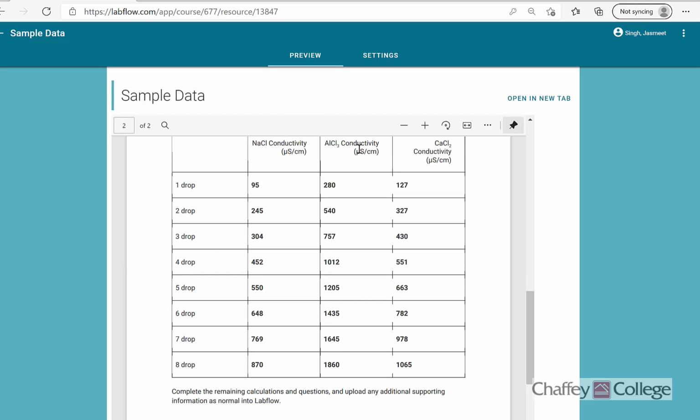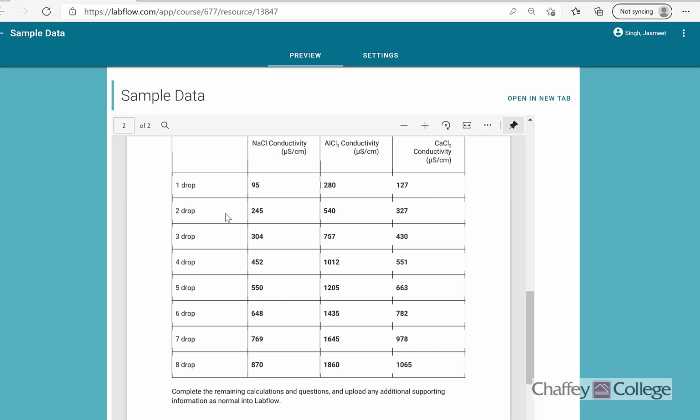And for part 3, we have 3 different sample solutions. The first one is sodium chloride, the second one is aluminum chloride, and the third one is calcium chloride. For all these 3 solutions, conductivity values are given. These values were measured by a conductivity meter. After adding 1 drop of sodium chloride solution, the conductivity value was 95. After adding 1 drop of aluminum chloride, the conductivity value was 280. And after addition of 1 drop of calcium chloride, the conductivity value was 127, and so on.